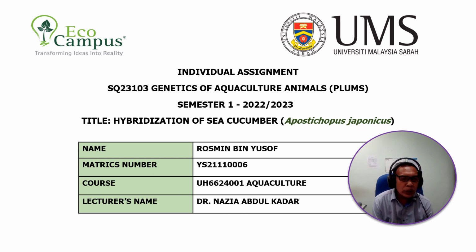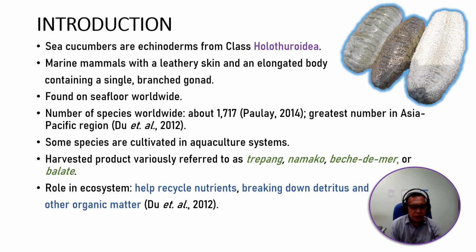Today, I am going to present about hybridization of sea cucumber Apostichopus japonicus. Sea cucumbers are echinoderms from class Holothuroidea. It has leathery skin and an elongated body containing a single branched gonad. These marine animals can be found on the seafloor worldwide.